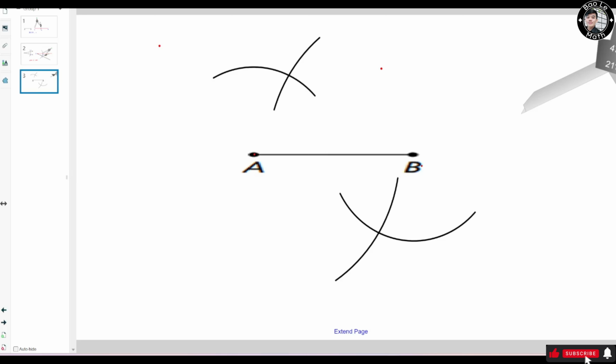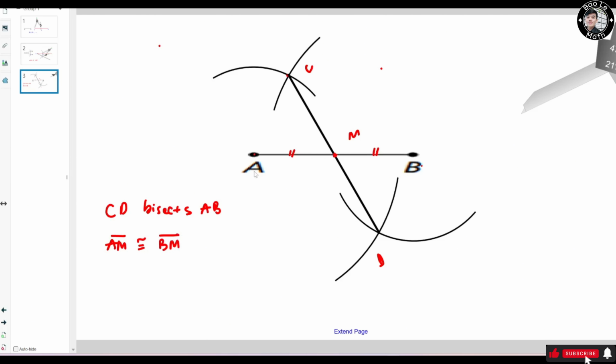So you just literally have two intersection points, C and D right here. Now you're gonna use the straight edge to connect C and D. Finally, you have CD bisect AB. Or you can say AM congruent to BM. You cannot say AB bisect CD. That's completely wrong.